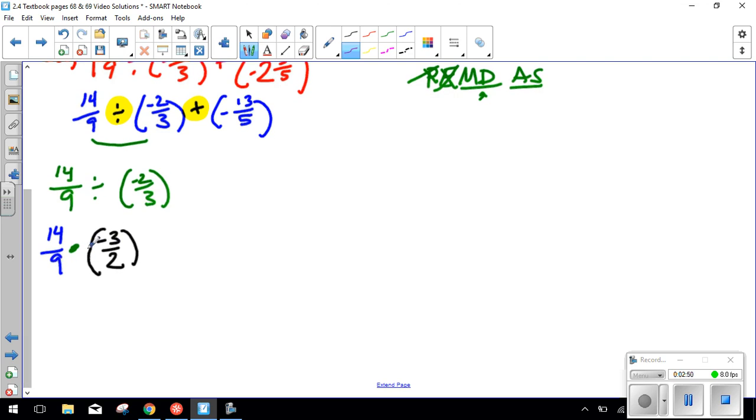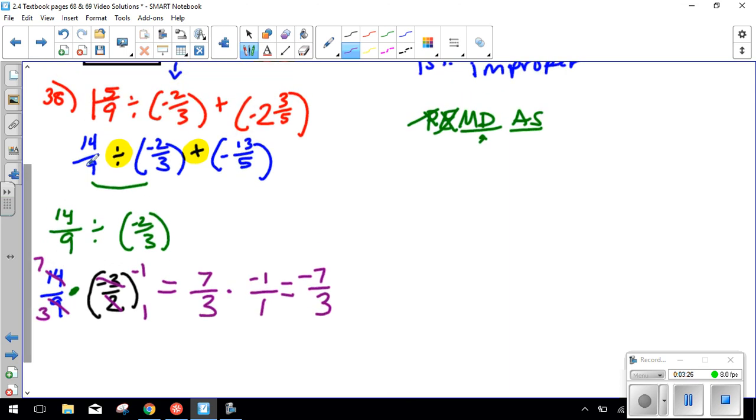Okay, some of you don't like this upcoming step, and it's going to make the very end a lot easier. I'm going to take these two numbers, 3 and 9, and cross-reduce them. I'm going to divide both of them by 3. Negative 3 divided by 3 is negative 1, and 9 divided by 3 is 3. And then the 14 and the 2 can be divided by 2. So 2 divided by 2 is 1. 14 divided by 2 is 7. So what I have here is 7 over 3 times negative 1 over 1. So now I'm going to multiply straight across, and I get negative 7 over 3.